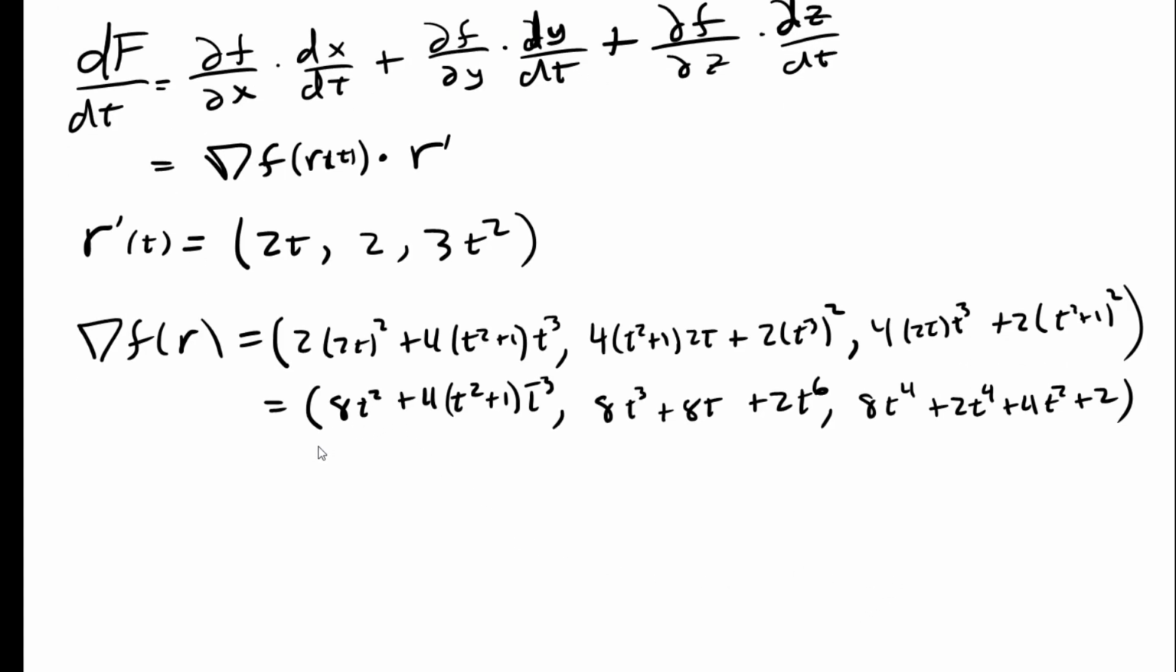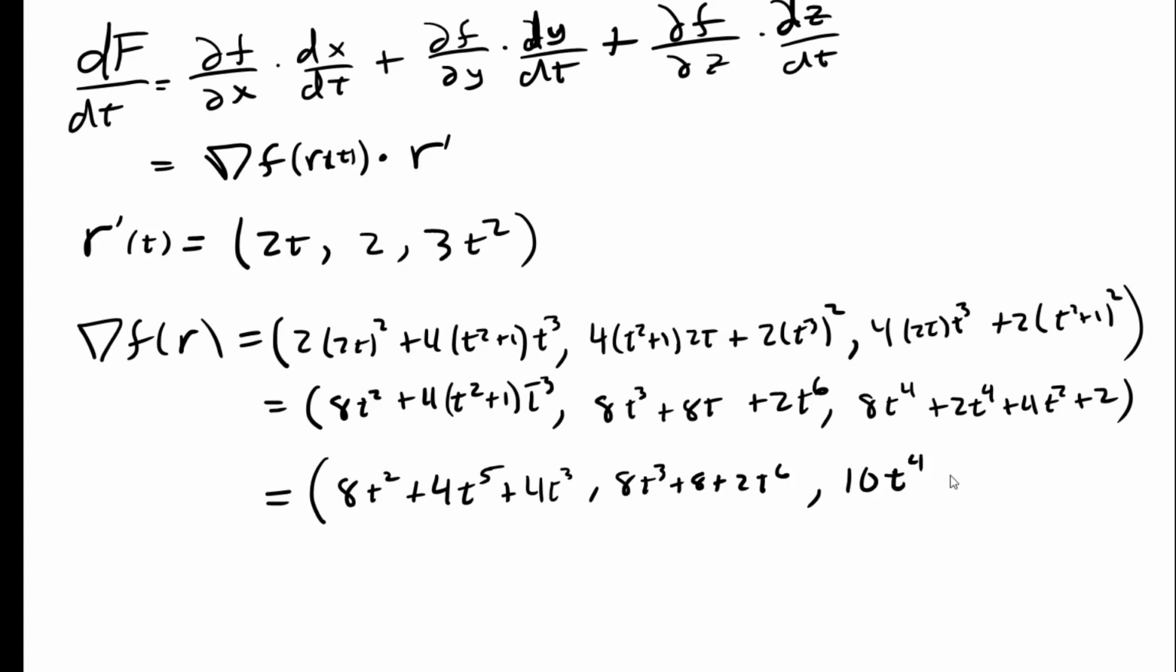Alright, and simplifying it, this would be a lot easier to simplify if I had a specific numerical value, but here we go. So this is 8t squared plus 4t to the 5 plus 4t cubed, 8t cubed plus 8 plus 2t to the 6th. And we have 10t to the 4 plus 4t squared plus 2.